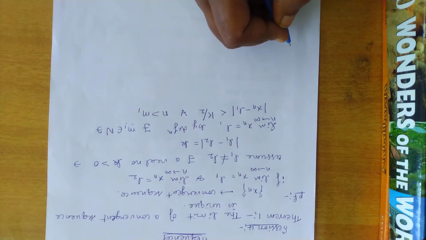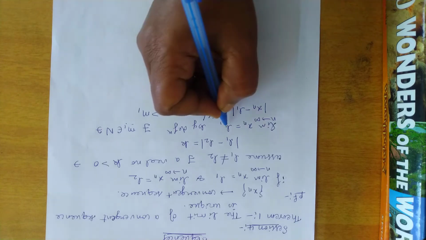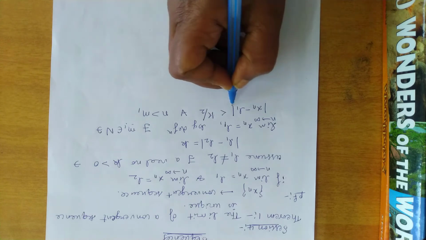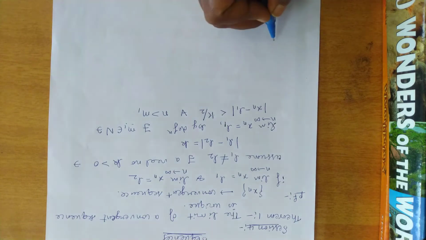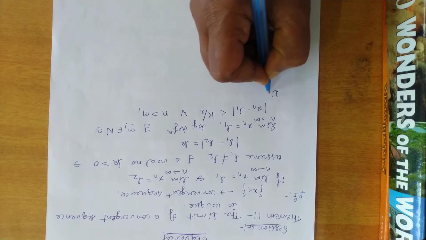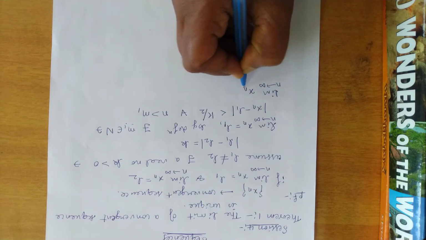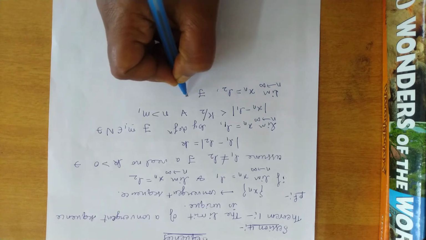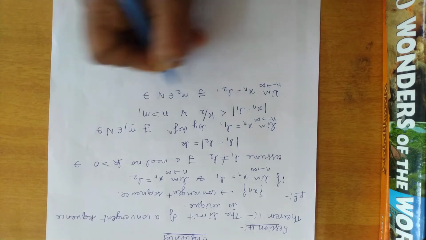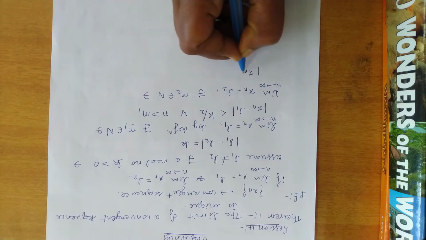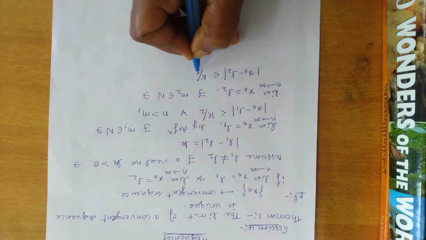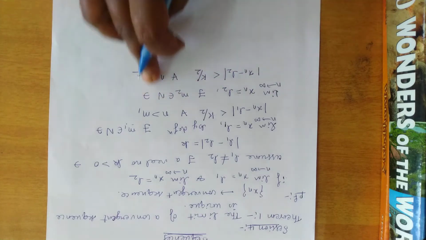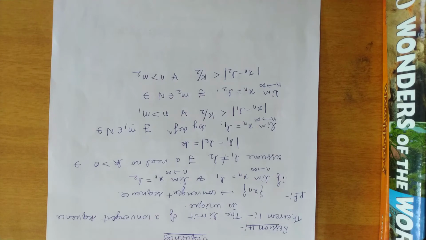Now the limit as n tends to infinity of xn is L1, so we are considering here the modulus of xn minus L1 is less than k by 2. Similarly, if I consider the limit as n tends to infinity of xn is L2, then there exists m2 belonging to N such that the modulus of xn minus L2 is less than k by 2, for all n greater than m2. So this is by definition. You are able to write these two definition parts.